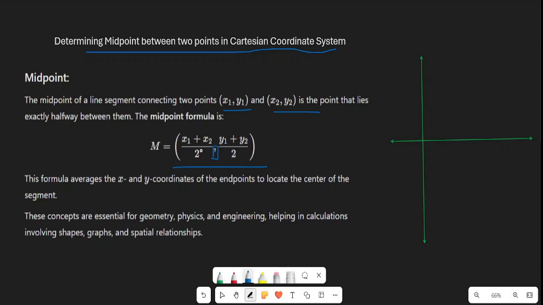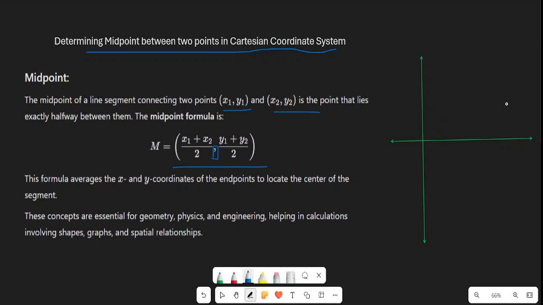Here we will take an average of the abscissa and the ordinates. So x1 plus x2 divided by 2 and y1 plus y2 divided by 2. Thus we get the midpoint. This formula averages the x and y coordinates of the endpoints to locate the center of the segment. These concepts are essential for geometry, physics, and engineering, helping in calculations involving shapes, graphs, and spatial relationships.